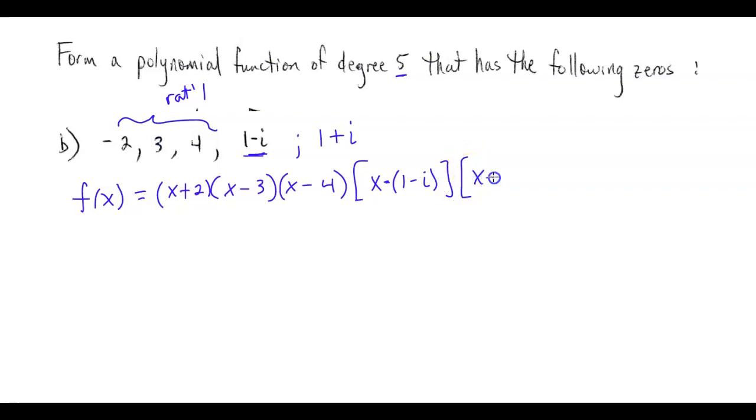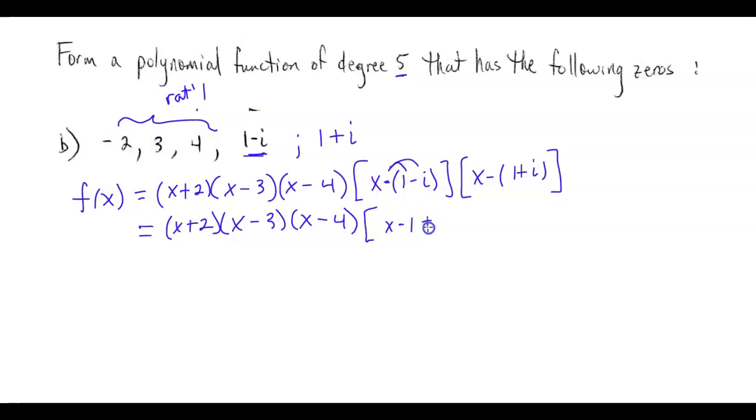And then I have x minus 1 plus i. Okay. So in multiplying this, I'm going to wait to multiply this portion. I'm just going to keep rewriting this until I'm actually done dealing with the complex part. So here, I'm just going to go ahead and distribute. So this will be x minus 1 plus i, and then this will be x minus 1 minus i.